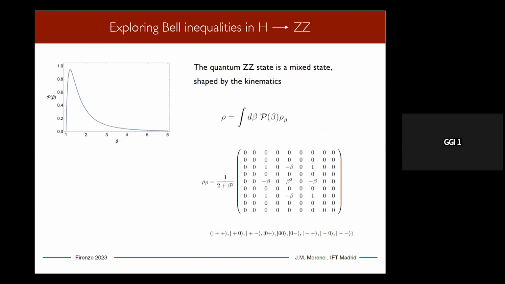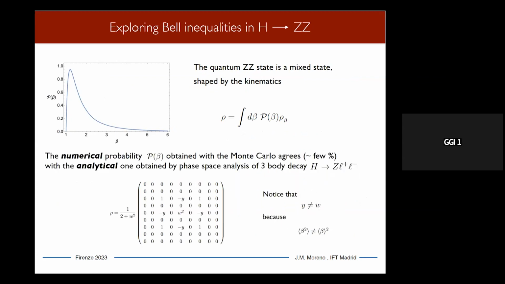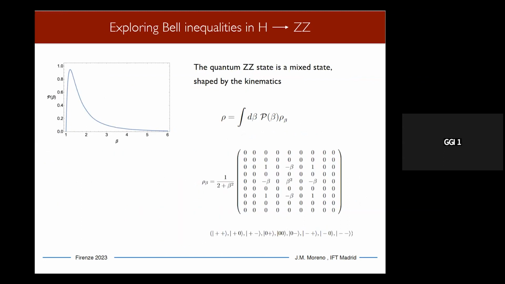Once you get the state, you could evaluate the density matrix for that particular state. So here you have the density matrix, and it depends just on that parameter beta that I was mentioning before. Of course, the quantum state of the two Z's is not going to be a pure state like that one. It's going to be a mixed state. And the nature of this mixed state is shaped by the kinematics. So if you know the distribution of this beta parameter, that mainly is just telling you how the kinematics of the decay of the Z boson is, then you could evaluate the density matrix.